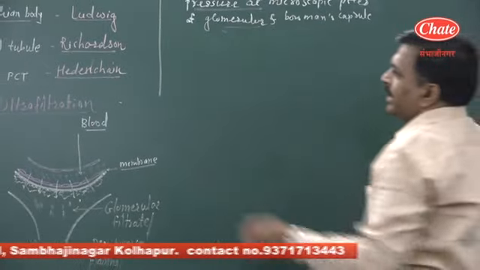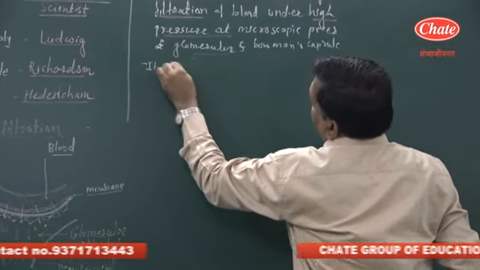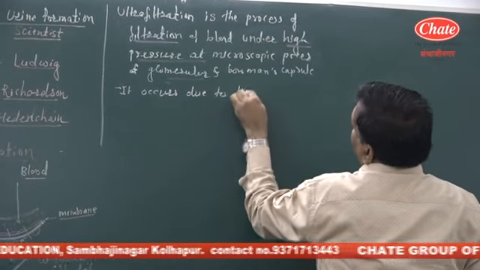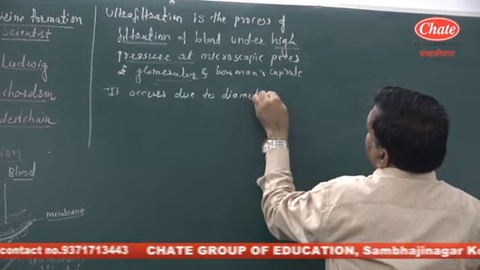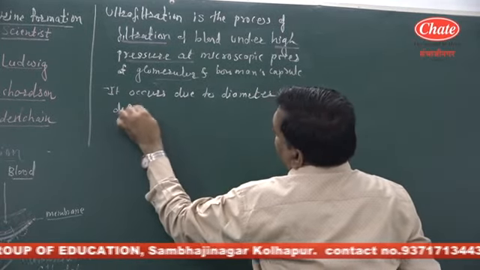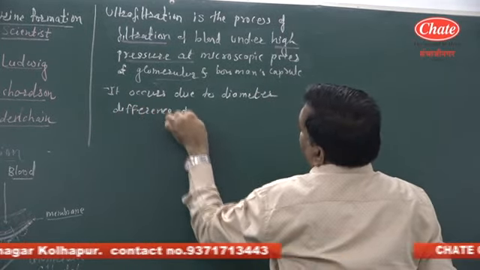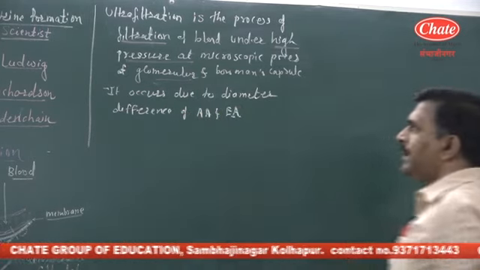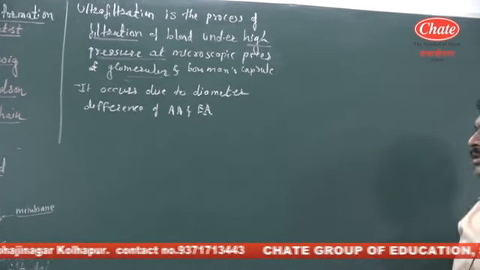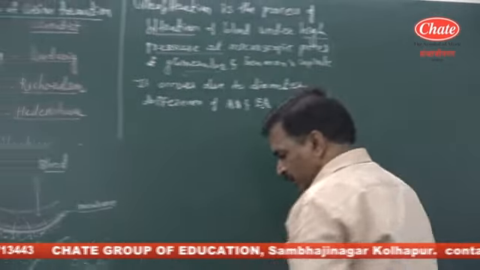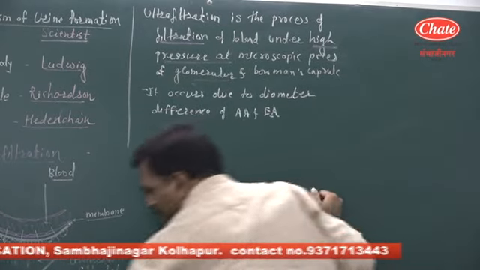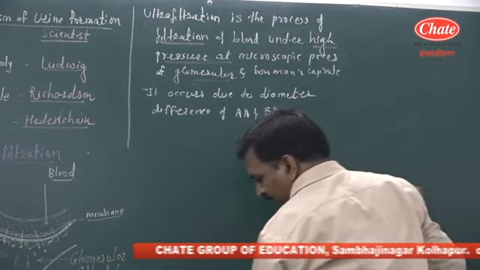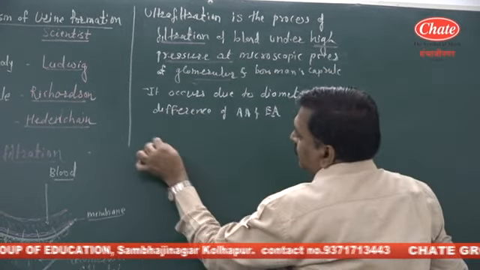Now concentrate here. It occurs due to the diameter difference of the afferent arteriole and efferent arteriole. Mainly it occurs due to the diameter difference of the afferent and efferent arteriole. Remember, this is the most important point, meaning under high pressure. So how is the pressure created? For that purpose, remember a few terminologies.